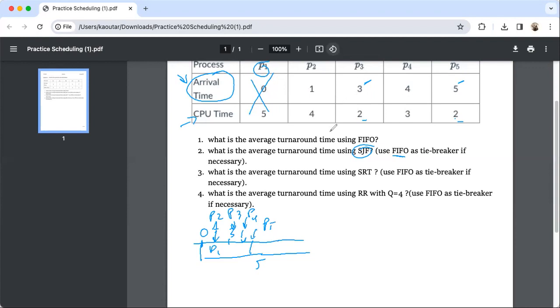So then P3 goes first. So it executes for 2 units. So from 5 to 7, so P3 is gone. And then P5 is next. So 9. And then lastly, I have P4 is the next shortest. This is P4.